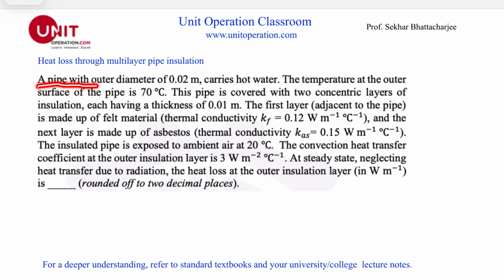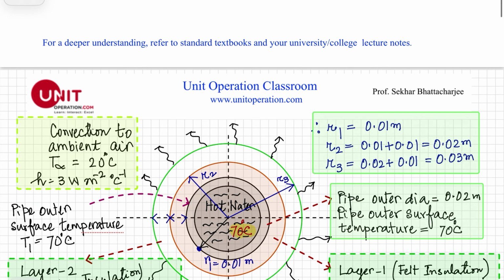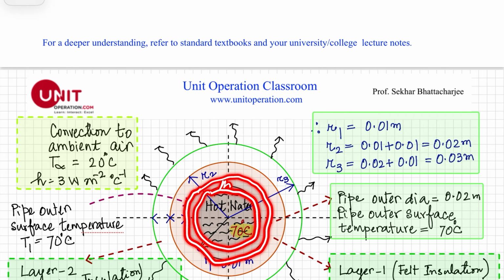A pipe with an outer diameter of 0.02 meters carries hot water. So let's assume this is my pipe here, and this is, of course, the outer layer of the pipe. This is basically metal, and we are assuming that there is a negligible resistance here, and this is giving the temperature at the outer surface of the wall. So right here, the temperature is 70 degrees Celsius, and inside there is hot water.